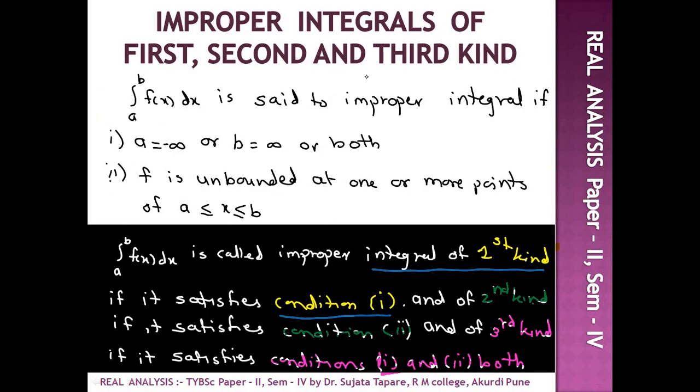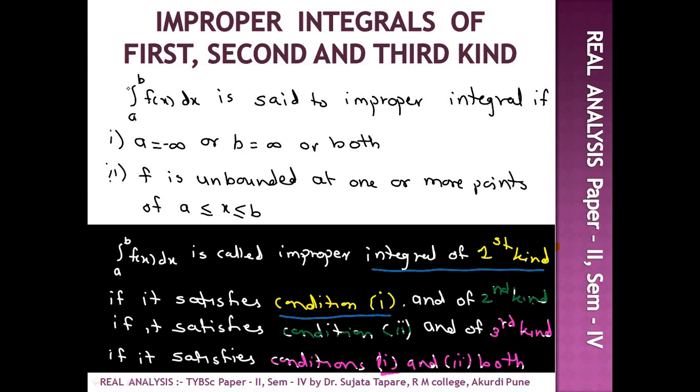Next one. There are three types of improper integral. First one is first kind, second kind and third kind. So integration a to b f(x) dx is said to be improper integral if a is equal to minus infinity or b is equal to infinity or both.